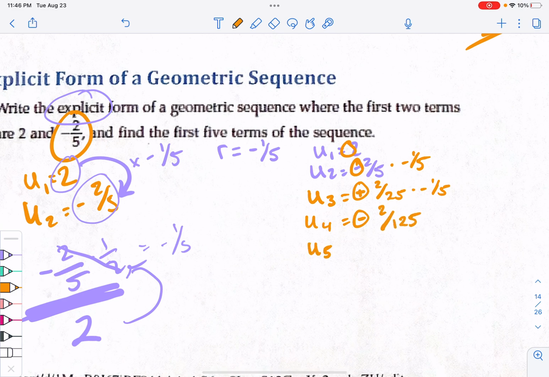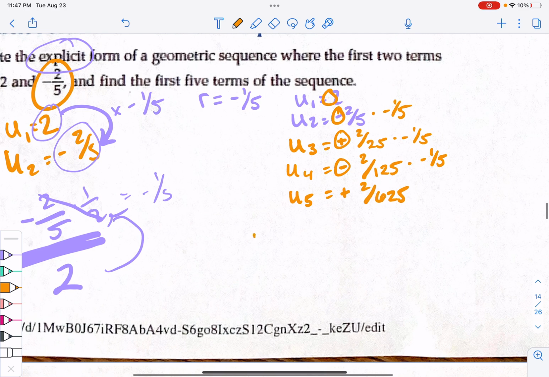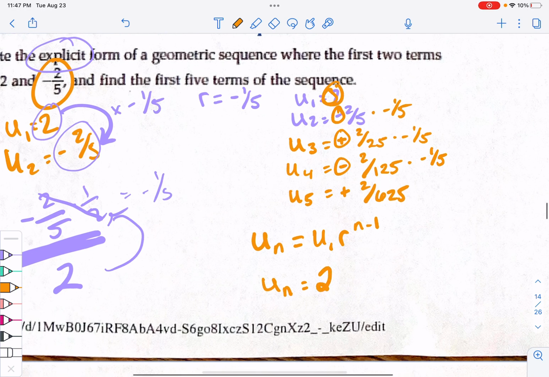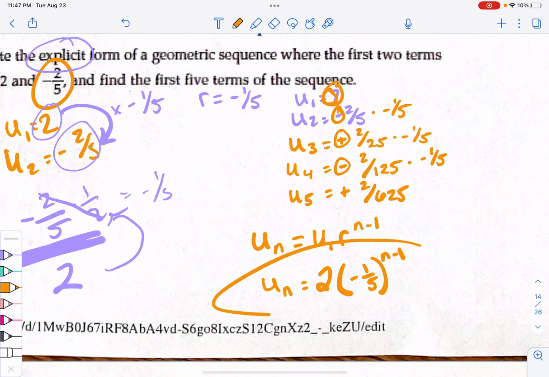And if I find u sub 5, which is the last one that we need to do, I multiply by negative 1/5 again, and that's going to be positive 2 over, I think that's 625. So we just keep multiplying and multiplying each time to figure out the next term of the sequence, okay? Our explicit formula is u sub n equals u sub 1 times r to the n minus 1 power. So if we just plug in, the u sub 1 was 2 times r, which is negative 1/5. I'm putting that in parentheses because it's negative and I don't want it to look like you're subtracting. And this is my explicit formula for doing that, okay?